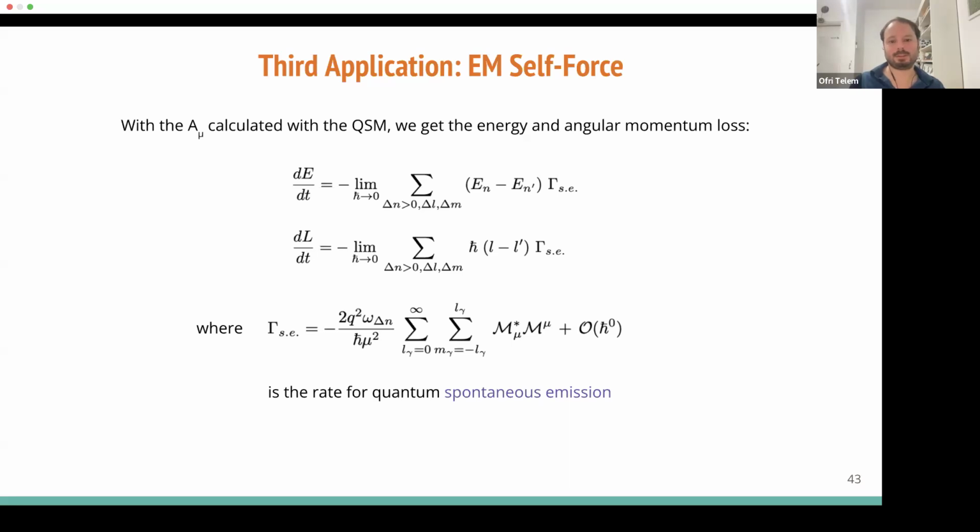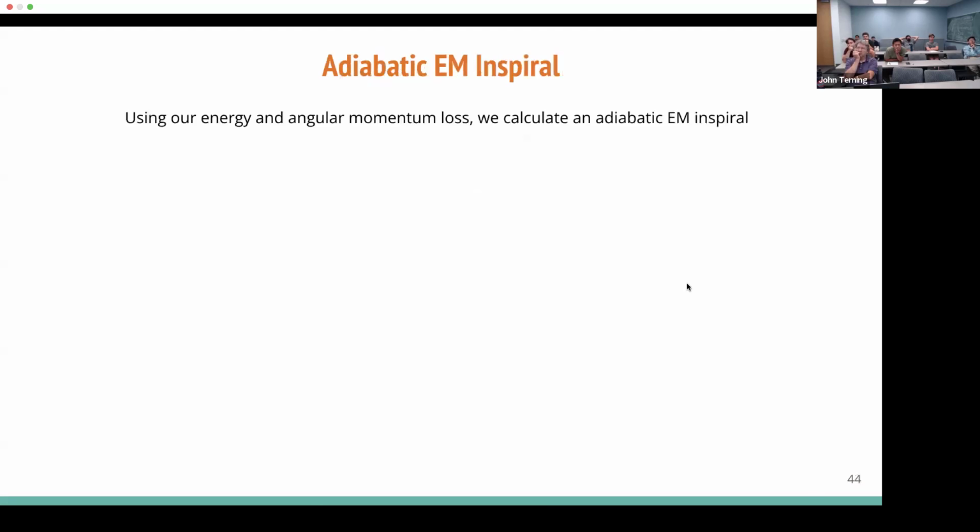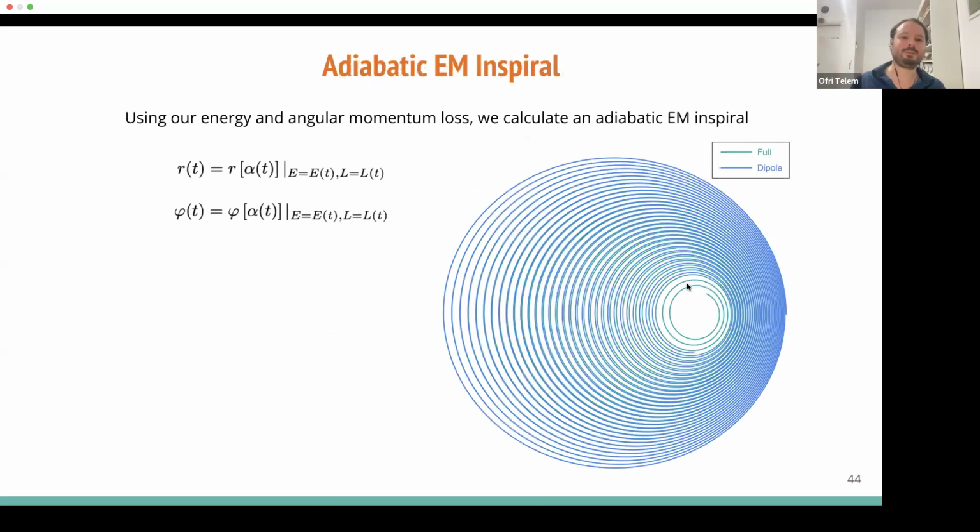For the details, I welcome you to read the paper. Just for kicks, what we did is we solved the differential equation and computed the inspiral, and then we compared our full result to what you would get if you were to just throw out anything but the dipole. There has to be an error which is growing as it's going in.